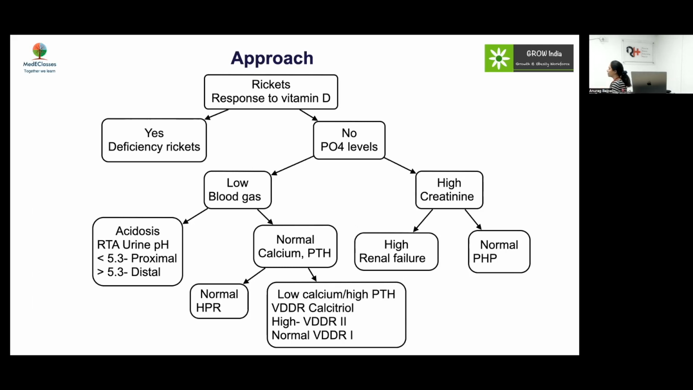Okay, so in a child with rickets, if the child responds to the conventional therapy, we are looking at a deficiency rickets. If the child is not responsive to the conventional therapy, then one needs to look at the phosphorus levels. If the phosphorus is low, we look at the blood gas. In presence of acidosis, we're looking at RTA. If the blood gas is normal, look at the calcium and PTH levels, normal in hypophosphatemic rickets. And we've already seen that. So again, the only thing I'm concerned about right now is the creatinine. If the creatinine is high, I know I'm looking at CKD. If the creatinine is normal, I know I'm looking at RTA.